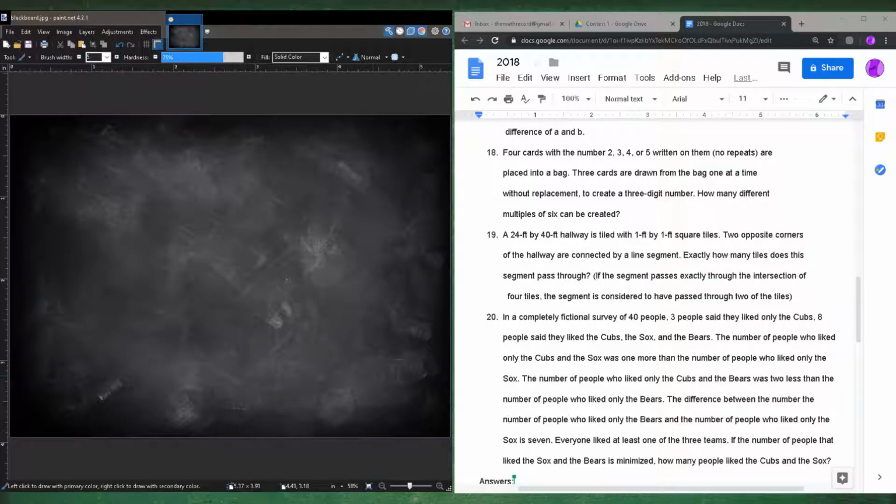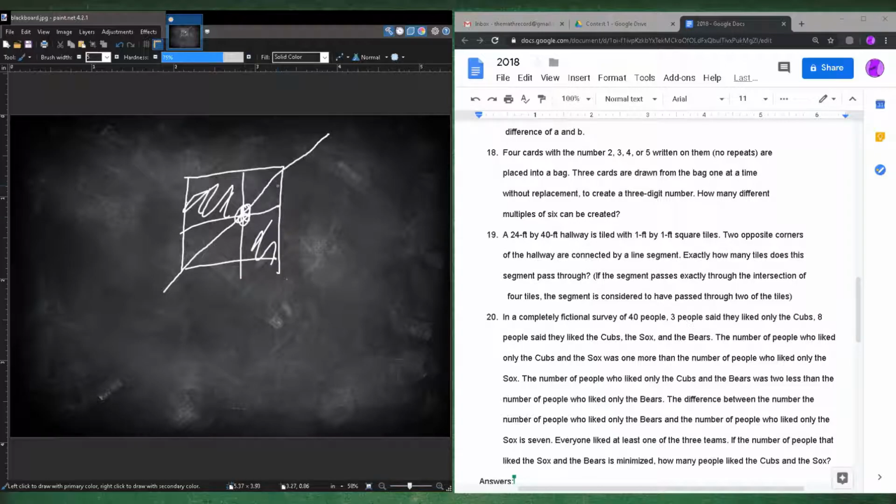If a segment passes exactly through the intersection of 4 tiles, so it kind of looks like this. If it passed through right here, through the intersection of 4 tiles, the segment is considered to have passed through 2 of the tiles. So it doesn't pass through all 4; it's going to pass through 2. So let's say it's these 2 or something. So okay, that's your general idea.